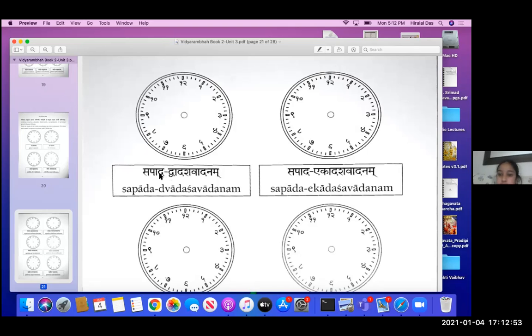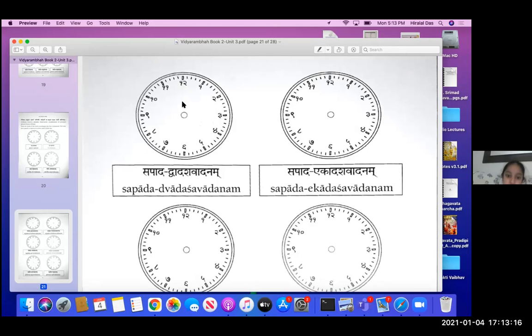Yes, Prafulla. Longhand goes to 12 and shorthand goes to 3. This is Dvadasa Vadanam. So Sapad, okay, 3 and 12.